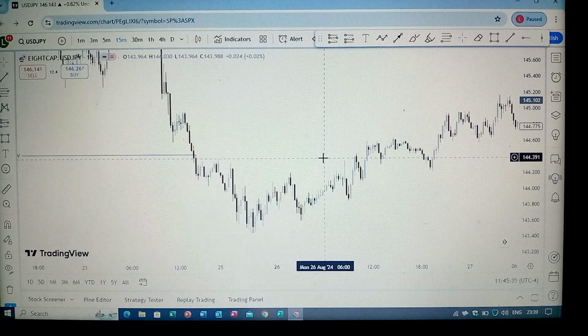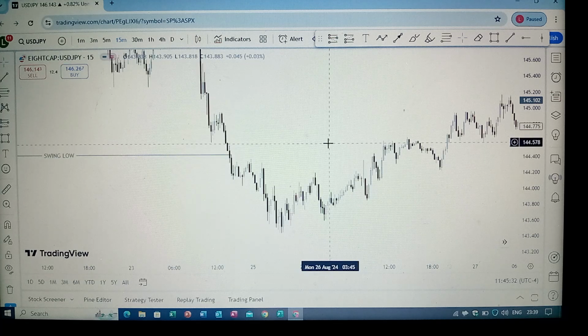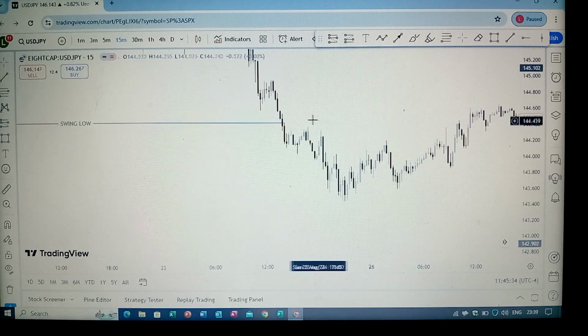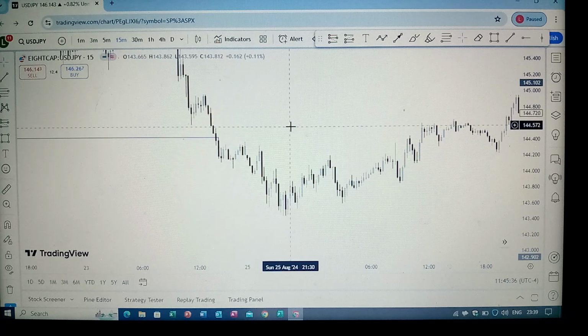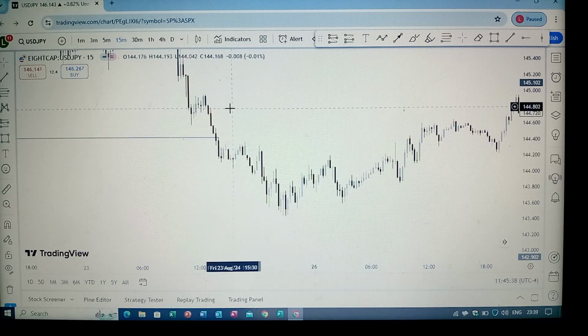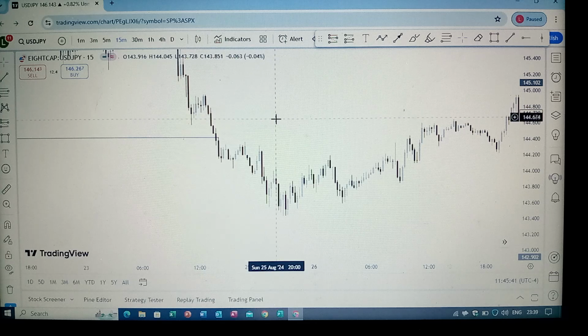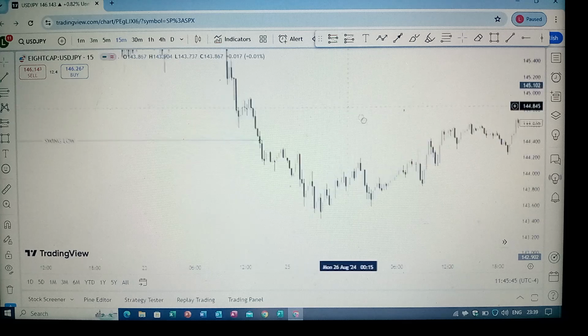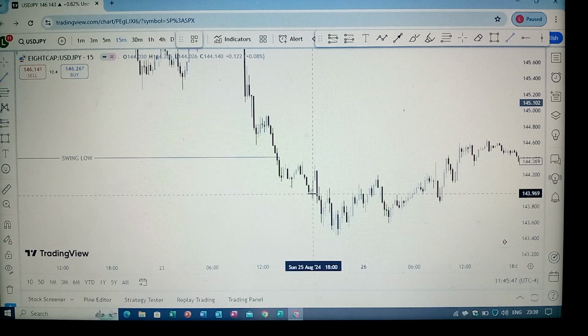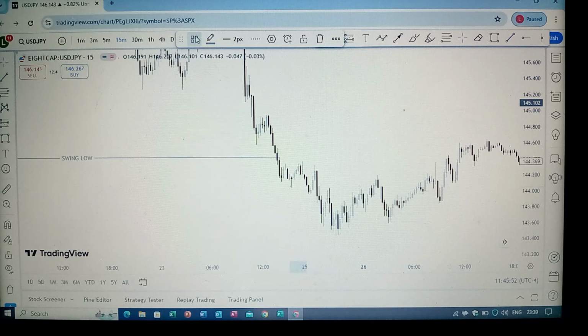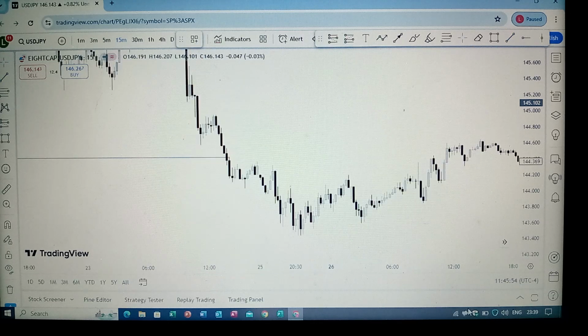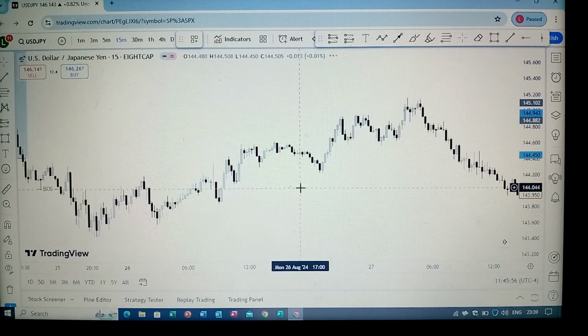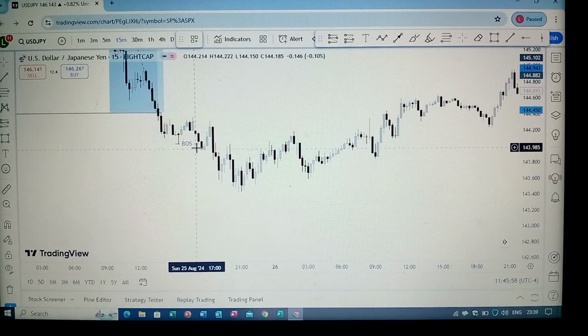So after that, I went on and, I don't know when, Friday or whatever, we had this break of structure, right? After breaking structure, we broke that structure too.